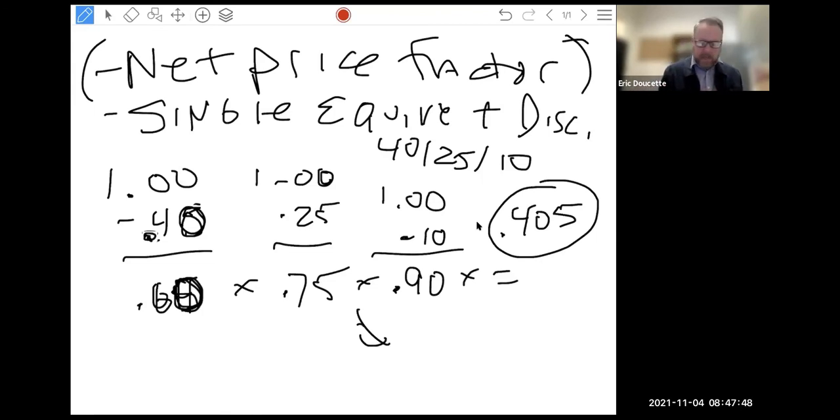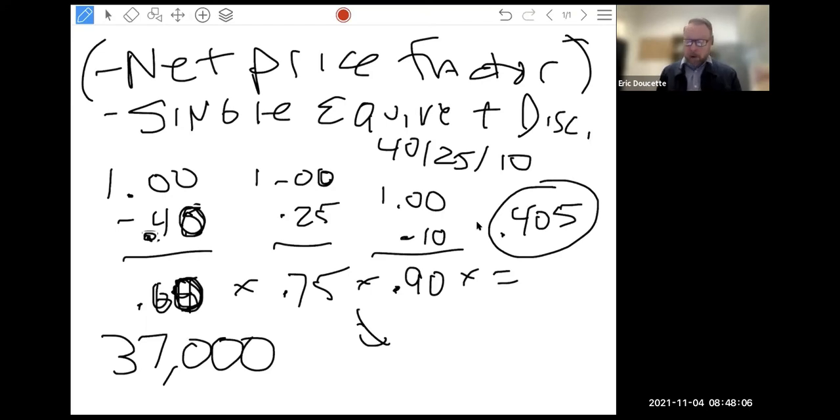So in this case, the list price for this particular invoice on 7-7 was $37,000. Crystal Gallery purchased merchandise from a manufacturer in Italy, and they're going to be given a 40, 25, and 10 series trade discount. And so what they want you to find out is what is the net price factor and what is the net price?